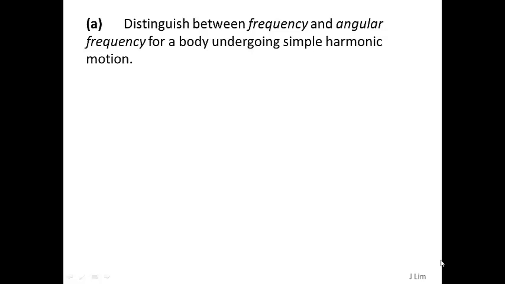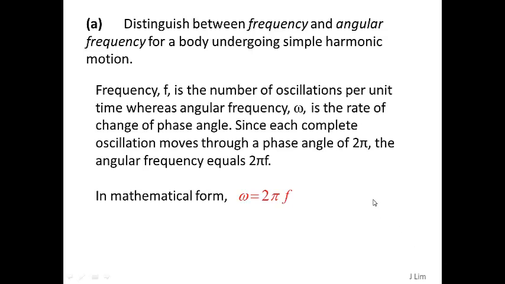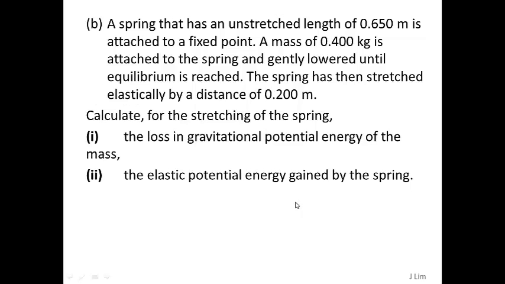Distinguish between frequency and angular frequency for a body undergoing simple harmonic motion. Frequency f is the number of oscillations per unit time, whereas angular frequency omega is the rate of change of phase angle. Since each complete oscillation moves through a phase angle of 2 pi, the angular frequency equals 2 pi f. In mathematical form, omega is 2 pi f.